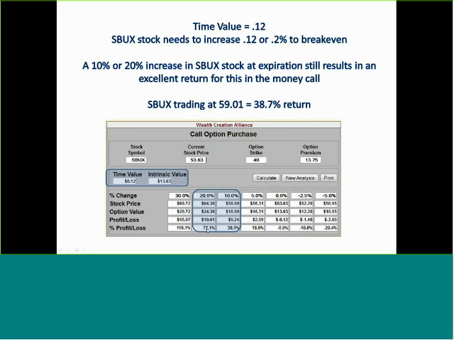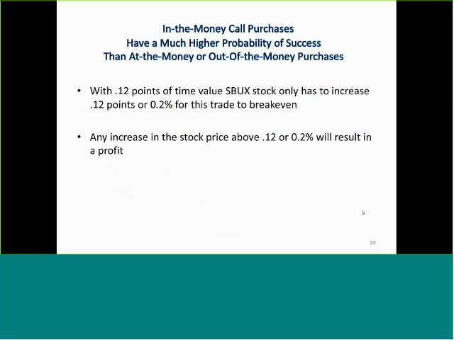So even though we're giving up some of the profit potential by buying an in-the-money call, you can see if the stock's up 10%, we get a 38% return. If the stock's up 20%, we get a 77% return. But if the stock is flat or down slightly, we don't get wiped out like you would with an out-of-the-money or at-the-money call, where you'd lose 100% of your premium. So it's a trade-off, but we like to trade with that 1% rule because we'll have a much higher chance of being successful with our option trading. So again, with the Starbucks option, the stock only has to increase 12 cents, or 0.2%, and the trade breaks even, and then we start making money on the option.